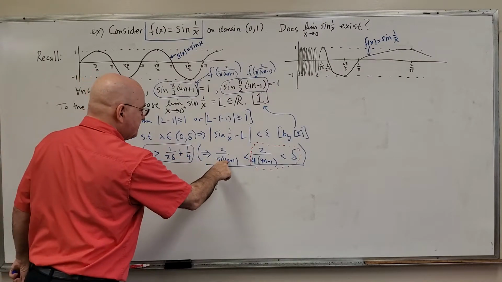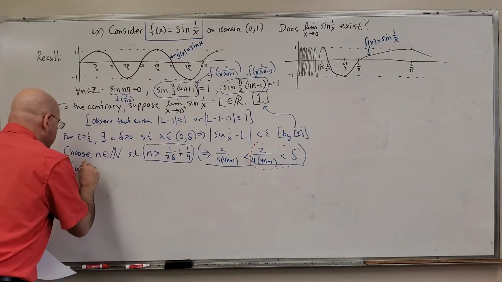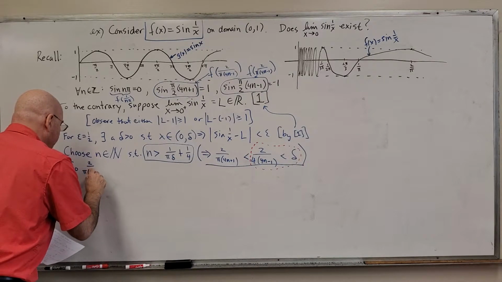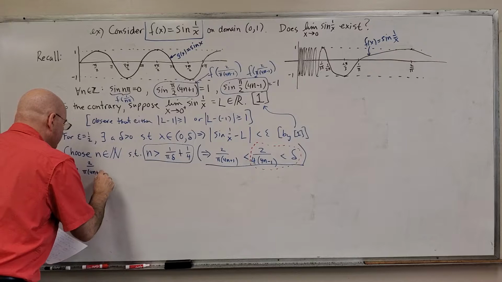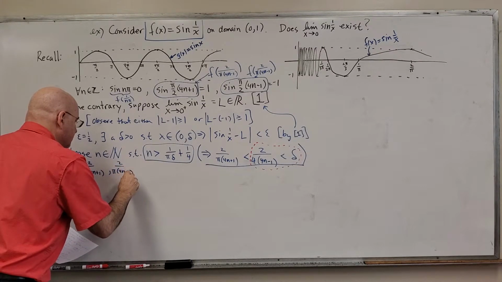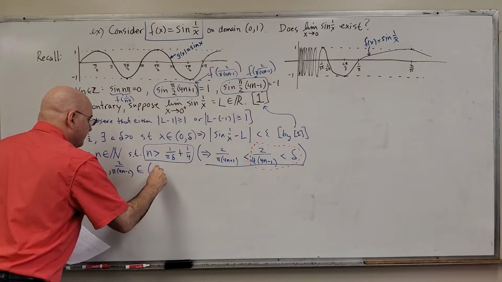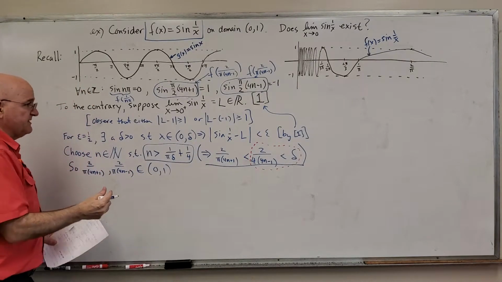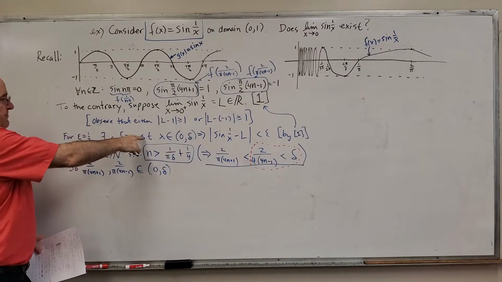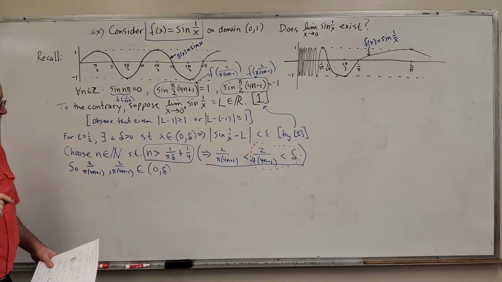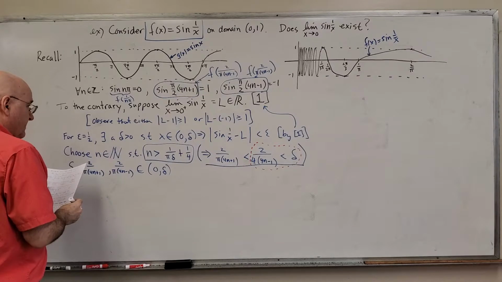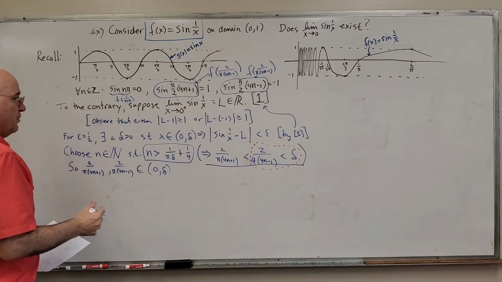So both this number and this number, 2 over pi 4n plus 1 and 2 over pi 4n minus 1, they're both in the interval from 0 to 1. It's from 0 to delta, let's be more specific. So that means the hypothesis of this statement is true. Because we're assuming the limit exists, we're going to reach a contradiction.